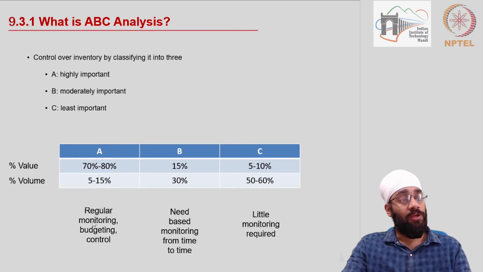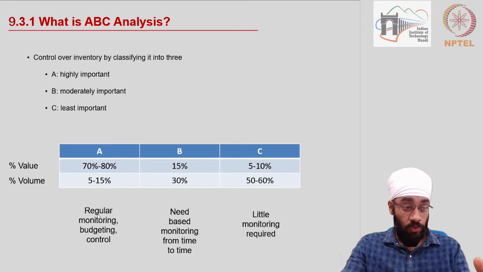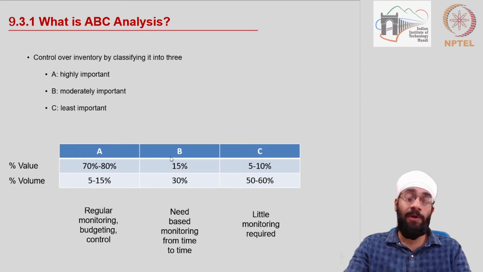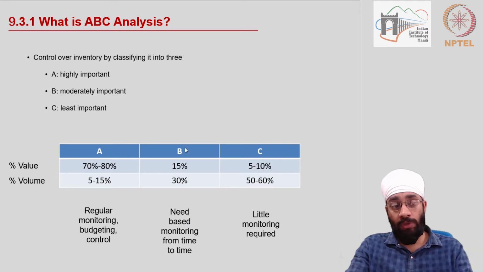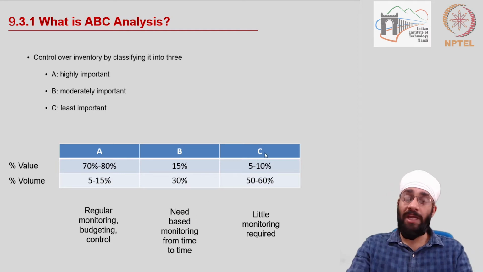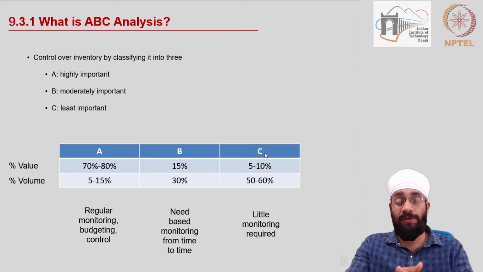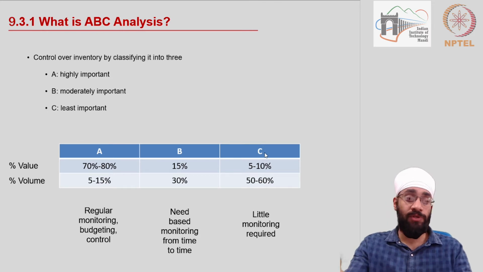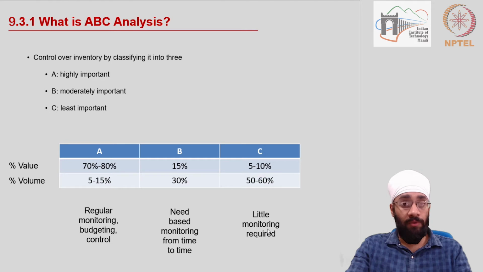For category A items, where you've blocked a lot of money, you should be more careful in monitoring these stock items. You have to make sure that you are budgeting for these, and exercising controls, checks, and audits on these stock items more regularly compared to B and C, because more money is stuck here. B needs, if you need any monitoring, so need based intervention is what you're going to exercise on type B stock items. Type C, since they comprise a very low value of the total stock, you exercise little control over these items.